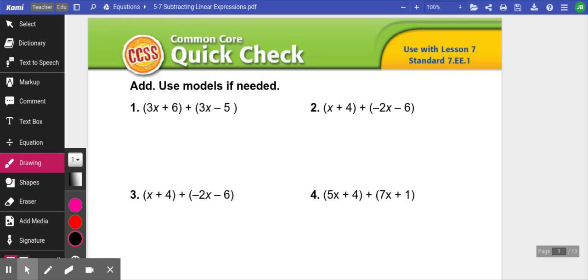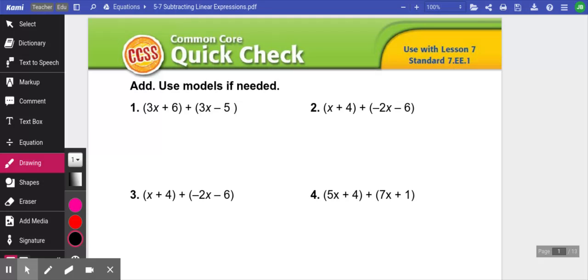Why, hello there. Today we're going to take a look at how to subtract linear expressions. Before we begin, I would like to start by reviewing how we add linear expressions. And I noticed the directions say use models if needed. We covered that the last time we were together. So I'm going to just use our algebraic method, which is going to be applying the distributive property.